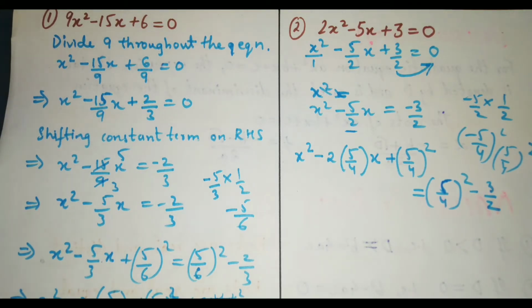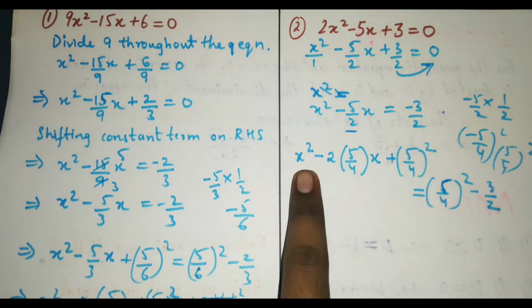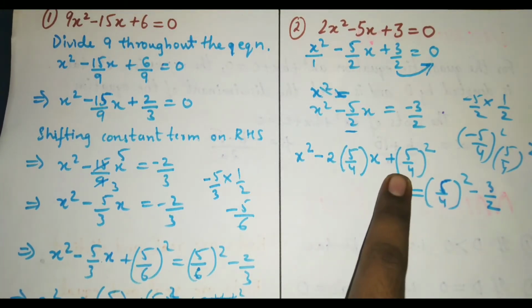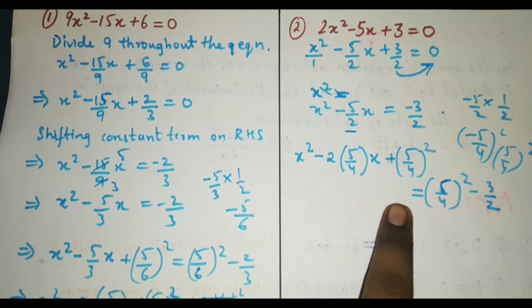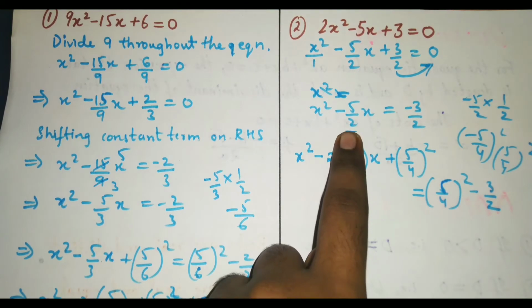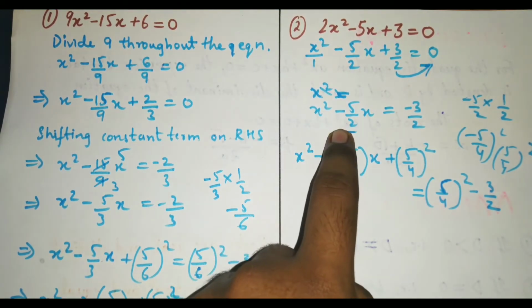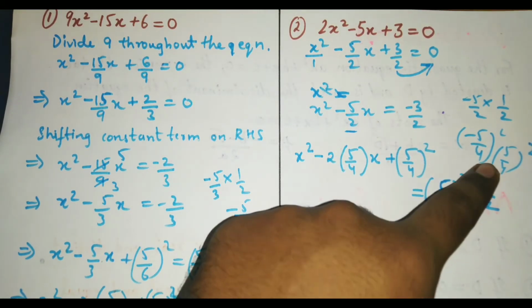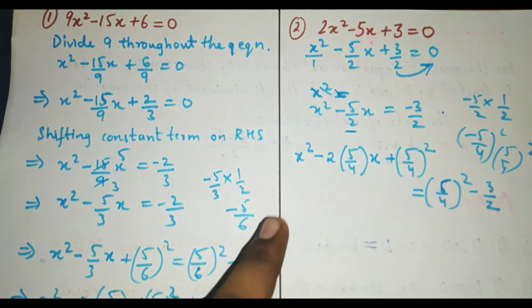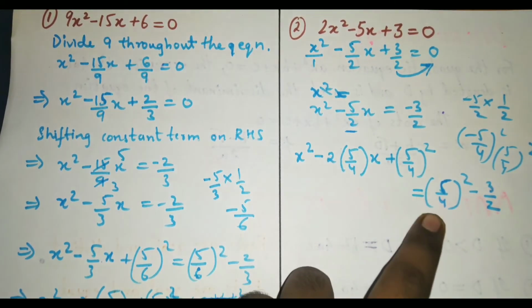So basically you have to understand this step. This is a little bit difficult step. When you add the square of half of the coefficient of x, the coefficient of x is 5 by 2 here. I told you to ignore the sign, so half of 5 by 2 will be 5 by 4. So you get 5 by 4 square, which you have to add on the LHS as well as the RHS.